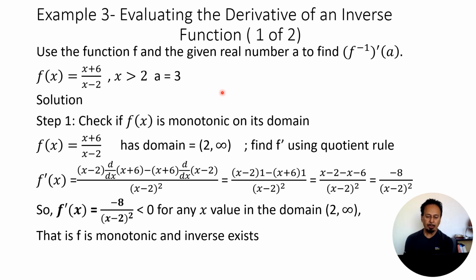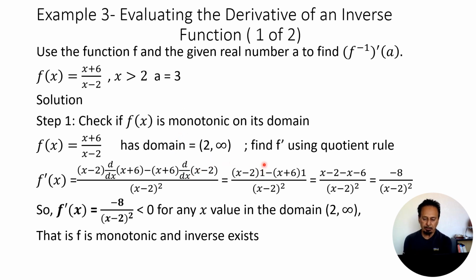Example 3. We're going to use the function f and the given real number a to find the derivative of f inverse evaluated at a. So here f of x equals x plus 6 over x minus 2, and the domain is x bigger than 2, and a is 3. So first, step 1, we check if f of x is monotonic on its domain. Here's the function f of x equals x plus 6 over x minus 2, and the domain is given as 2 to infinity.